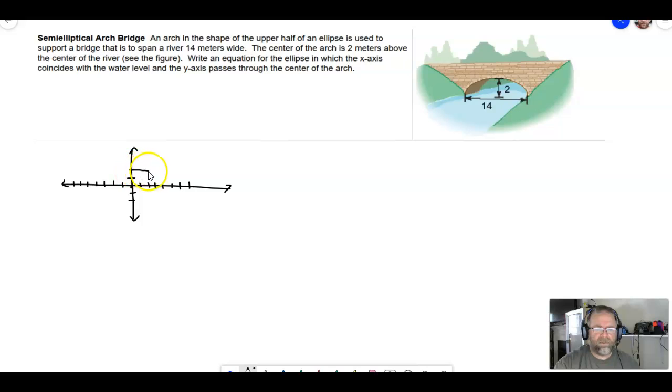All right, so now we're going to kind of draw this thing, and we can pretty easily see that the horizontal distance of this ellipse is longer than the vertical distance. Therefore, the major axis is the x-axis, and we're going to use that formula. And the formula for the ellipse with the x-axis being the major axis is going to be x squared over a squared plus y squared over b squared is equal to 1.